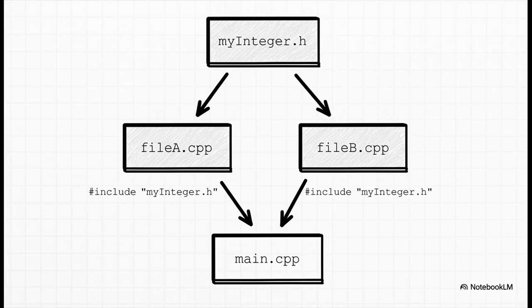Now, in a tiny program like ours, you'd probably never do that on purpose. But imagine a huge project with dozens or hundreds of files. You might have one file that includes myInteger.h and another file that also includes myInteger.h. If your main program then includes both of those files, well, you've just accidentally included myInteger.h twice.